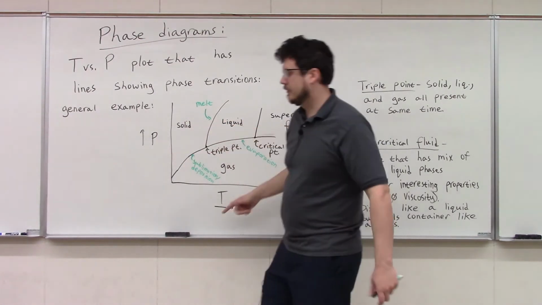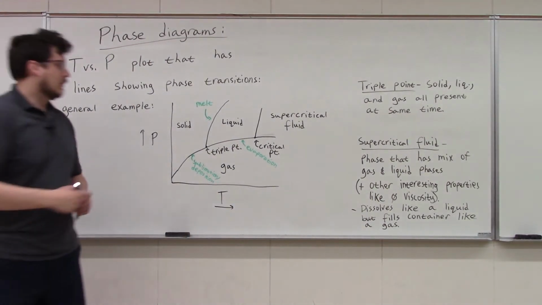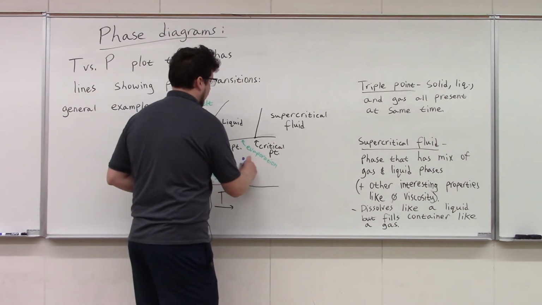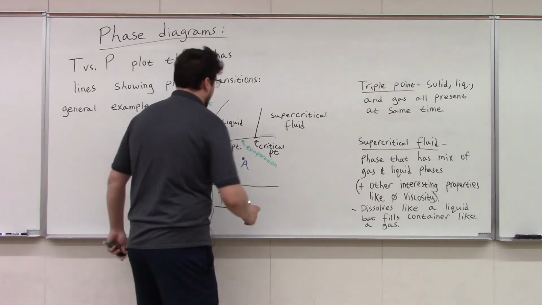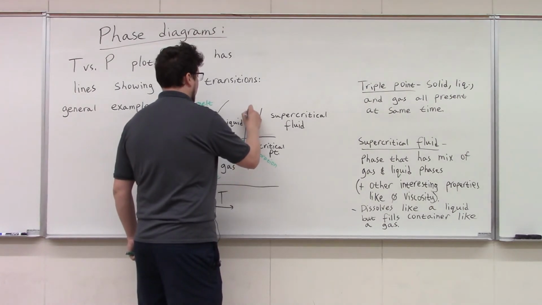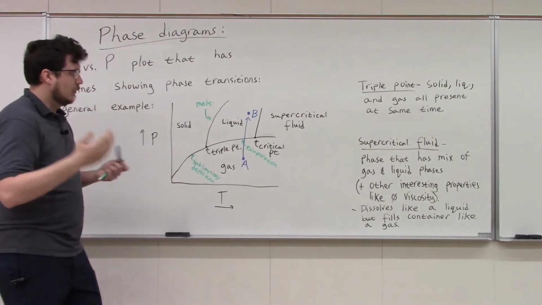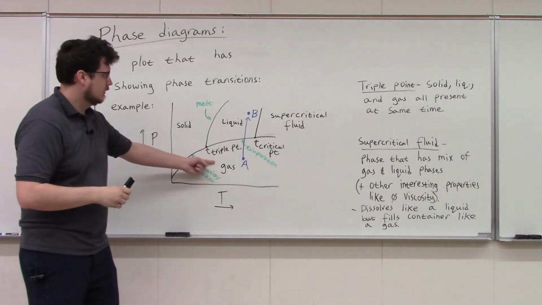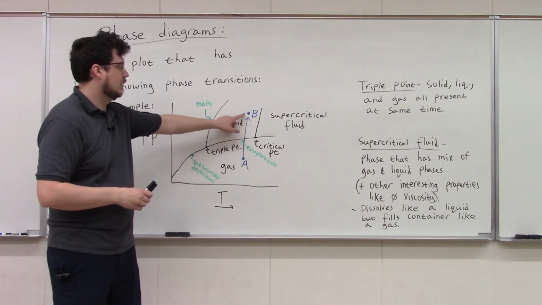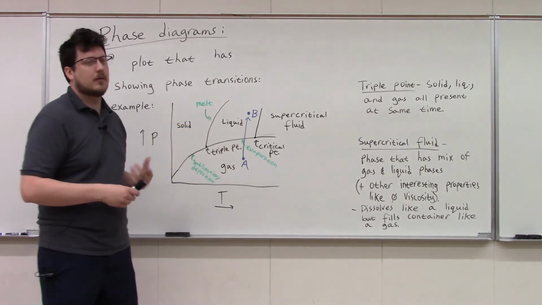But we can also do stuff like, let me get another color marker here. If we start at this point, we'll call it point A, and then we transition to maybe point B. What happens? Well, condensation happens right here. We go through this line, we condense into a liquid, and we stay a liquid. So we start a gas, we condense, we become a liquid.